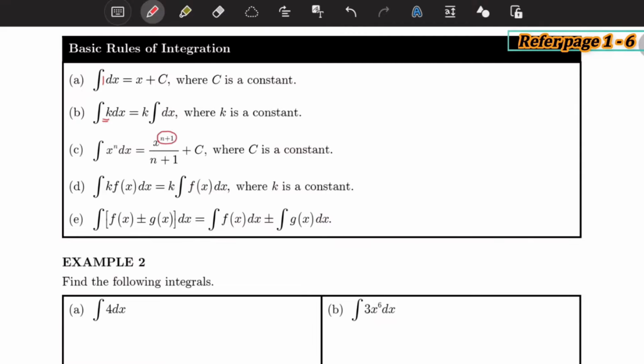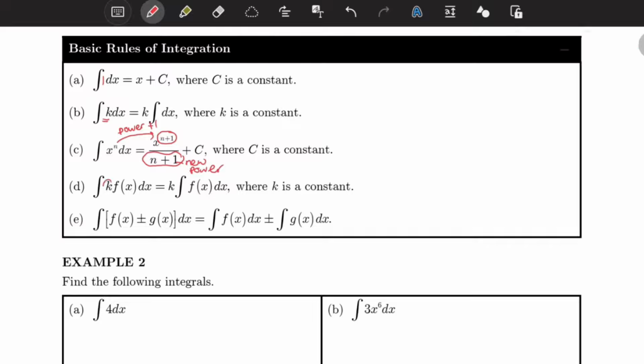Okay, so we need to increase the power by 1. So here, power plus 1 and we divide by the new power. So integrate x power of n equals x power of n plus 1 over n plus 1 plus c. D. Integrate k times f(x) dx equals k integrate f(x) dx.